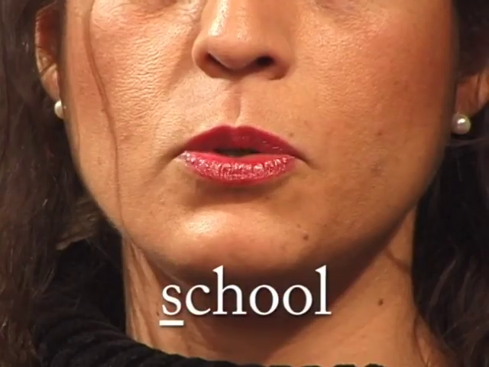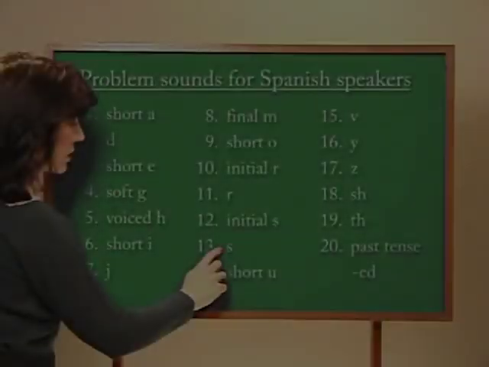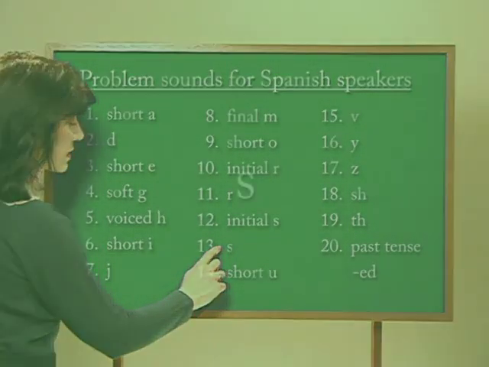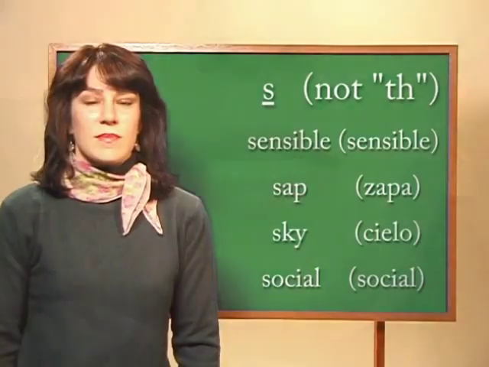School. The S sound. S. The S sound is made by opening the mouth medium wide. The teeth are shown clenched together. The tongue touches all of the bottom teeth. Air is blown through slowly.